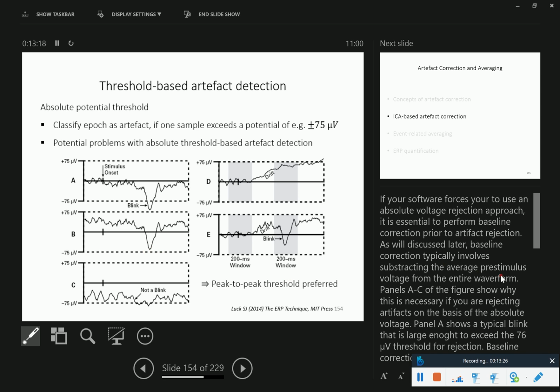That being said, of course, you can also use absolute threshold artifacts, especially if you have done a baseline correction and/or a high-pass filter, so accounted for drifts. Then, of course, the absolute potential thresholds also get stuff out. So, yeah, questions about this?